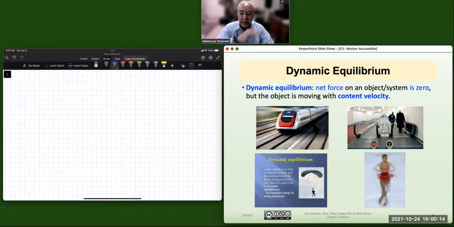The train is going at a constant speed straight, and there is no net force. All the forces that are acting on that train balance out, and this train is moving at, say, 150 miles per hour. That is dynamic equilibrium. So for both dynamic equilibrium and static equilibrium, the condition is that the net force should be zero.